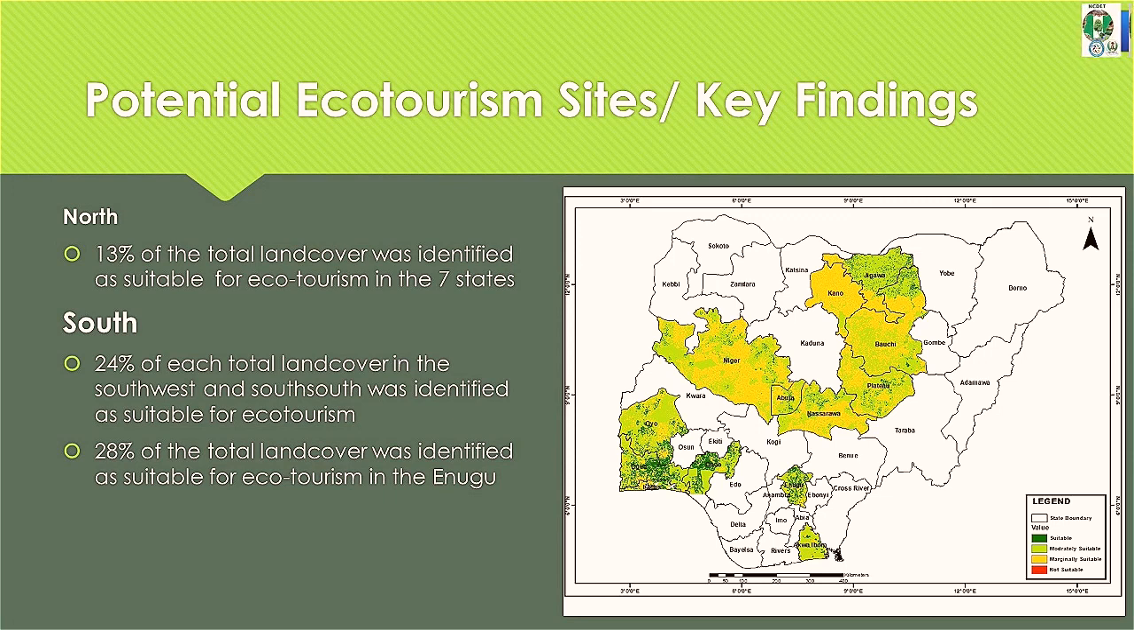From the map here and the data gathered, 13% of the total land covered by the northern part, which represents the 7 states, is suitable, while the southwest part is 24%. 24% represents the area suitable for ecotourism. Then for the southeast, 28% represents area suitable for ecotourism.